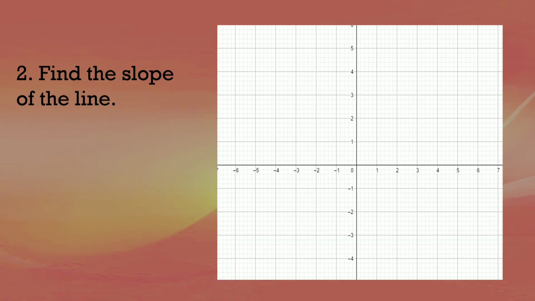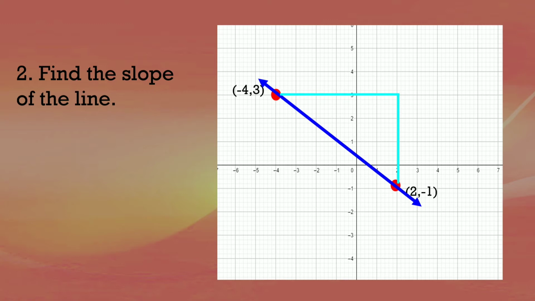Let's have number 2. Find the slope of the line. So, we have negative 4, 3, and 2, negative 1. So, kunin natin yung slope nilang dalawa, ng line na yan. So, ito yung vertical, at ito yung horizontal. So, vertical muna tayo, kasi we are going to use the rise.